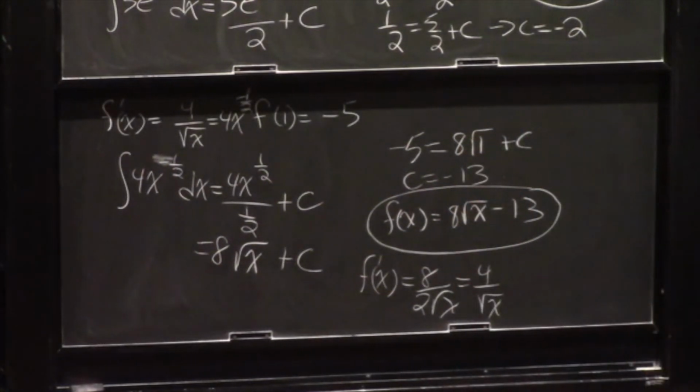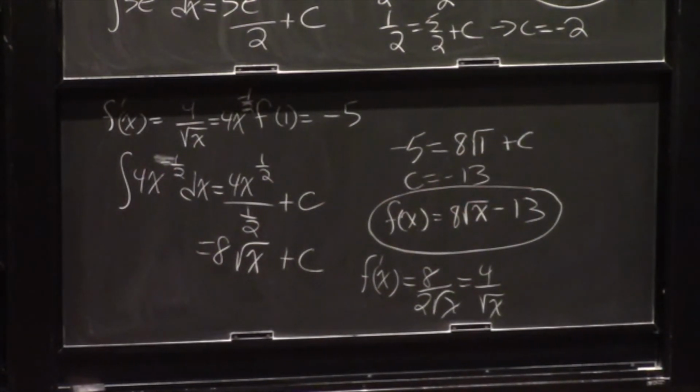Okay? If we went back to 5e to the 2x over 2 and took the derivative, you should get back to 5e to the 2x in each one. So as I said, one way you check that you did the integration correctly is to do the derivative at the end and see if you get back where you started. And as opposed to where you do multiple derivatives, we don't do multiple integrals.